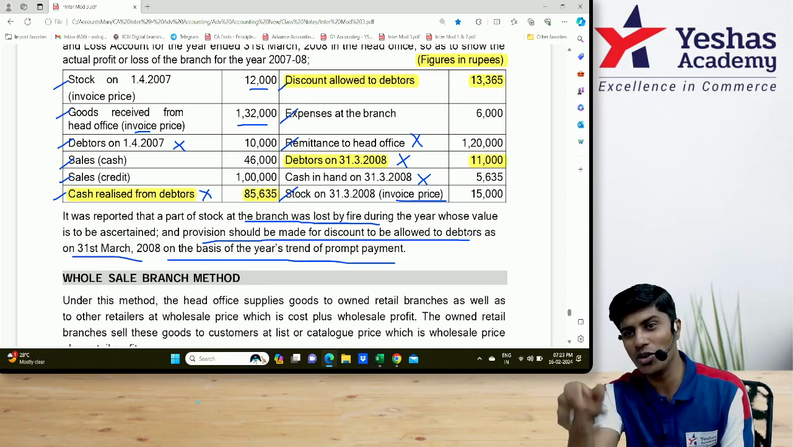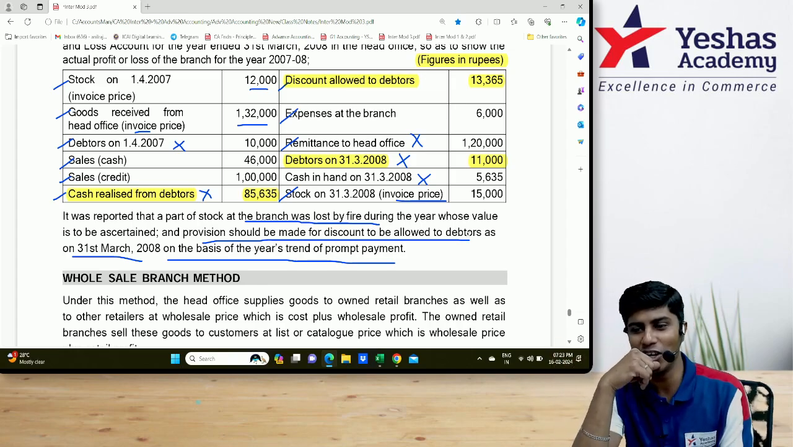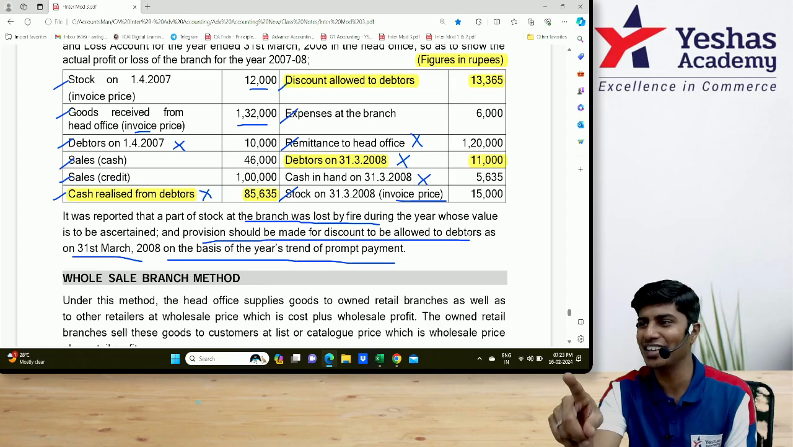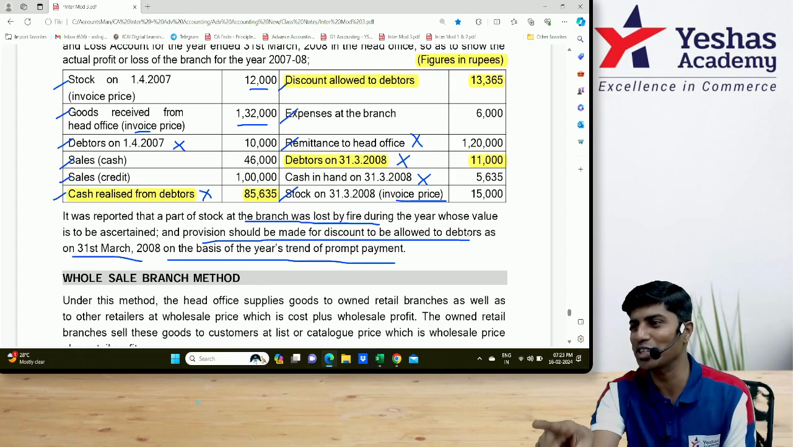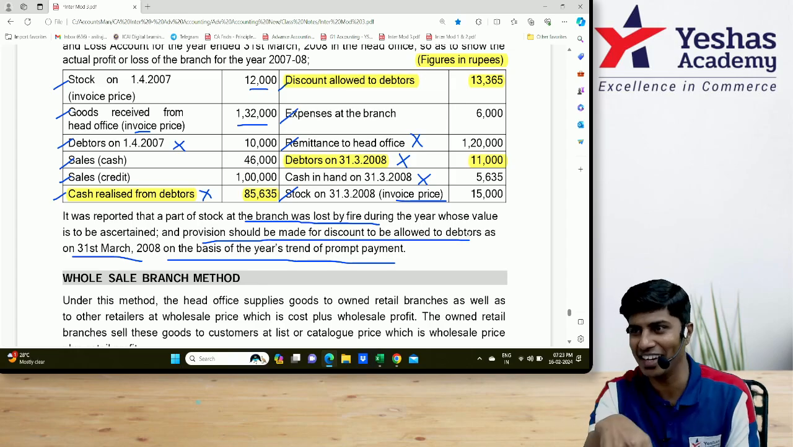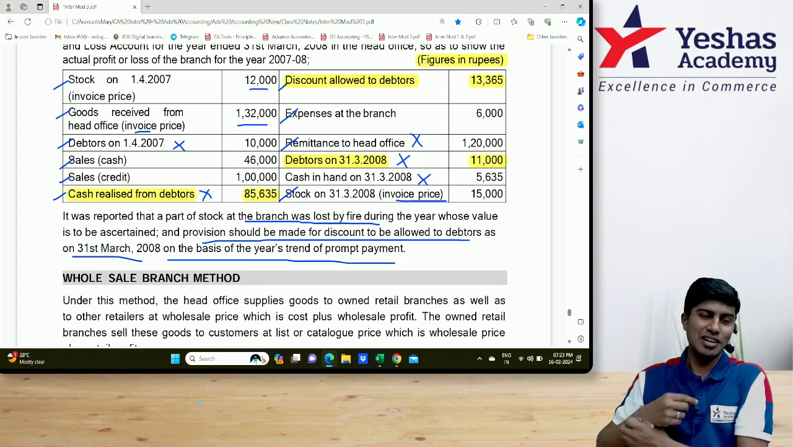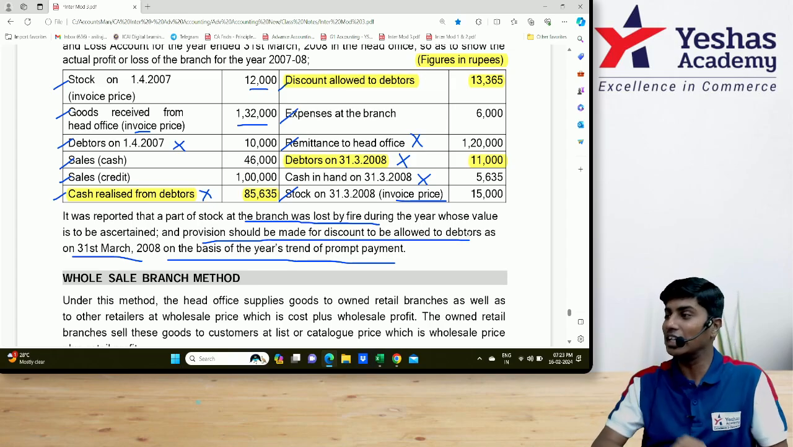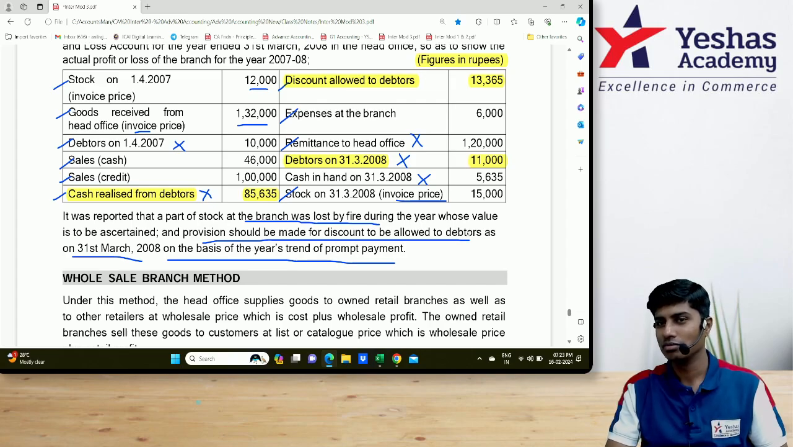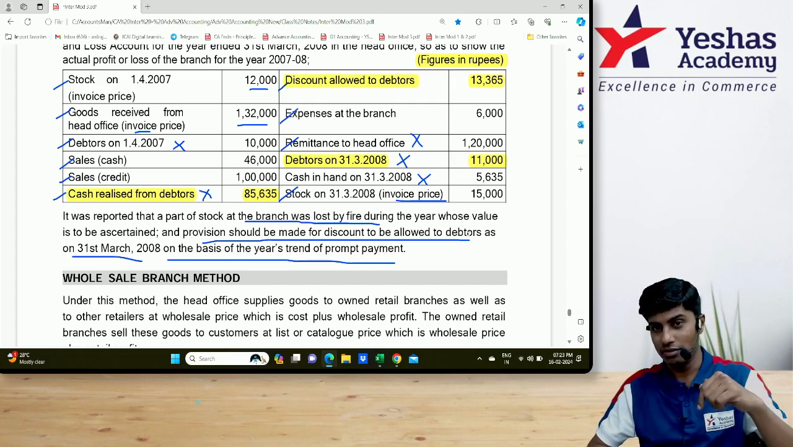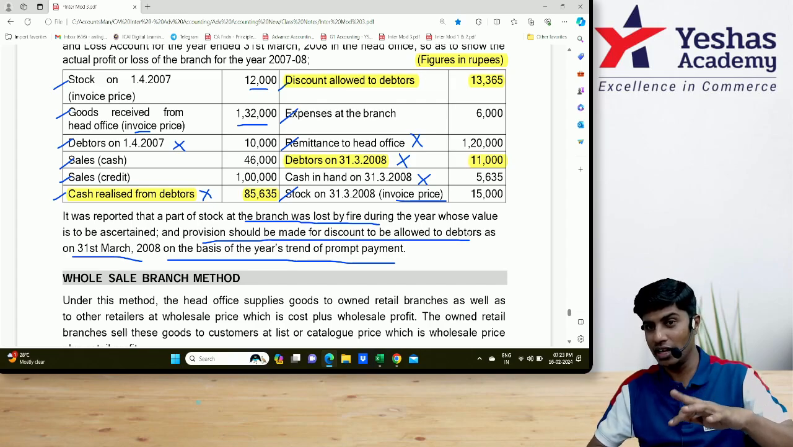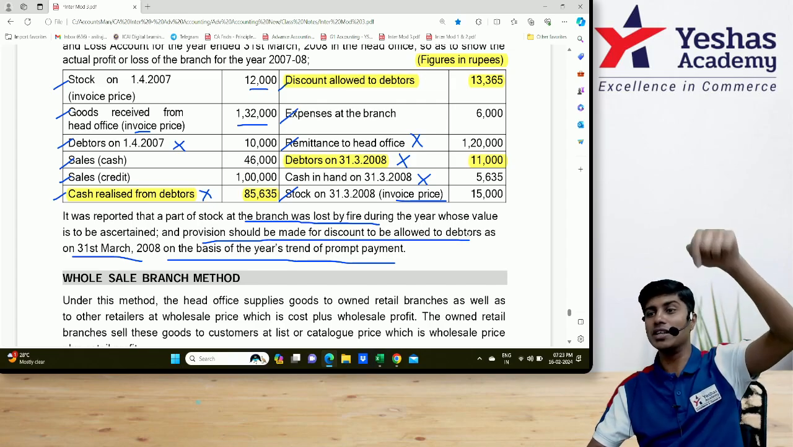On 9,680 we will give 15% discount: 9,680 into 15%, which is 1,452. 1,452 is the provision for discount that we should make in the current year for the discount that will be given in the next year for the closing debtors. You get this? This is an accounting estimate. What is an accounting estimate? Accounting Standard 5.